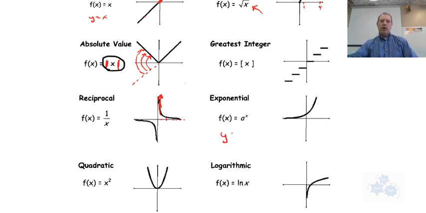An exponential function, like y equals, let's say, 2 to the power of x, where a is, here's a constant.